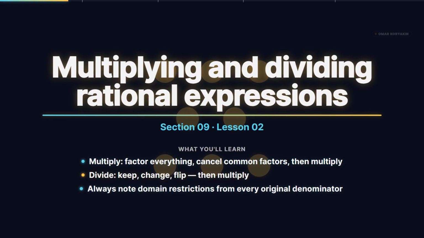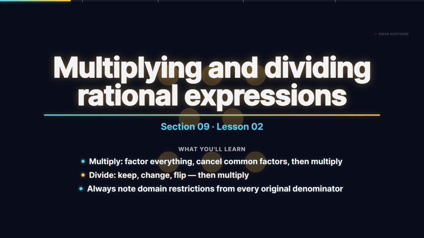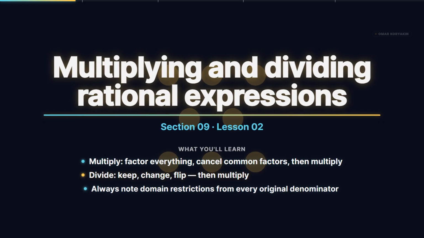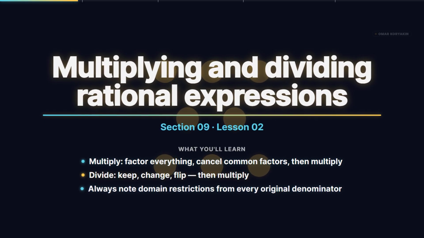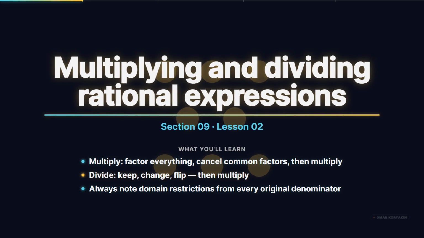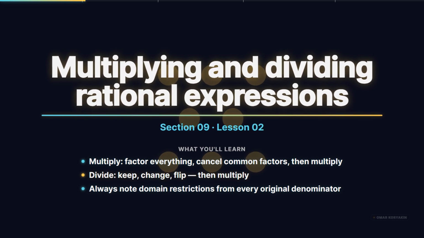Domain restrictions accumulate as you go. Every denominator that appeared anywhere in the work must be excluded from the domain, even if it cancelled. This is the same idea as Section 9, Lesson 1, applied to two expressions at once.